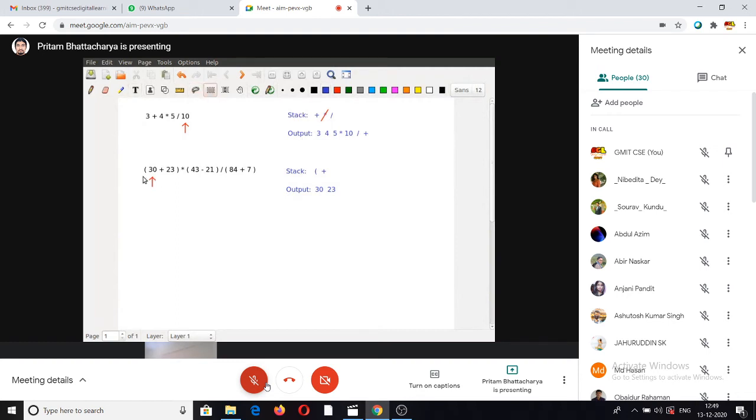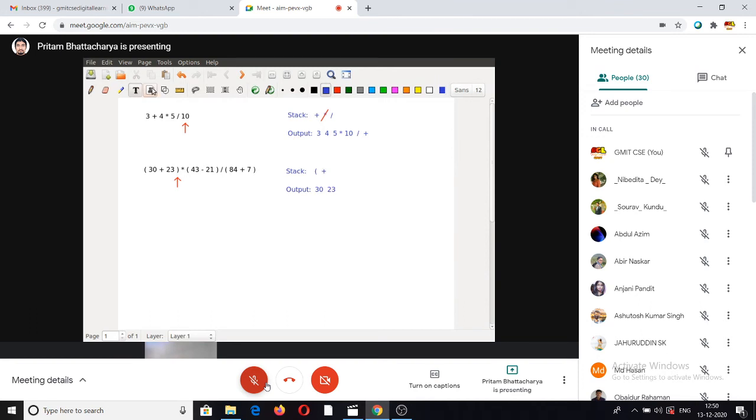Okay, so now we have come to this point. I've added the plus to the stack, I've sent 23 to the output, and now I've come to a closing parenthesis. What happens when you encounter a closing parenthesis? Whenever you encounter a closing parenthesis, you need to pop the stack all the way until you find one opening parenthesis. When I remove an operator from the stack, I add it to the output.